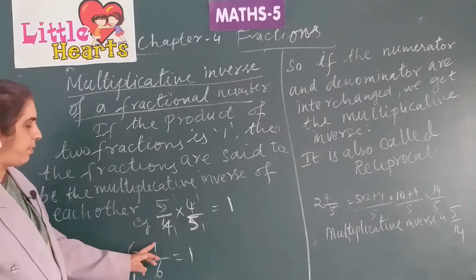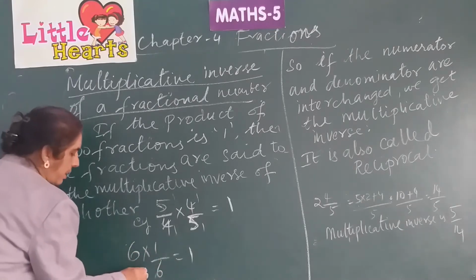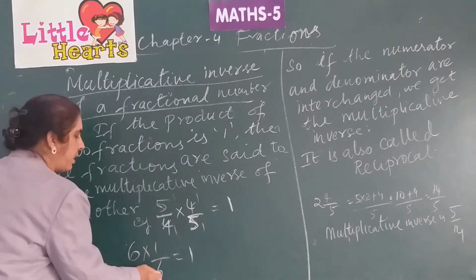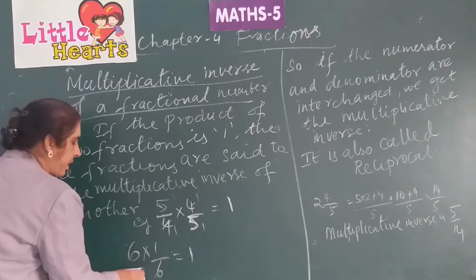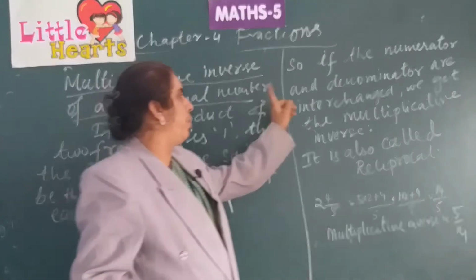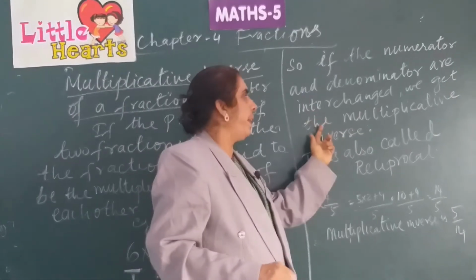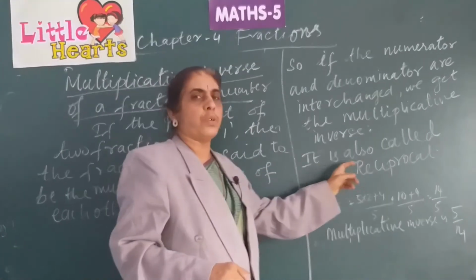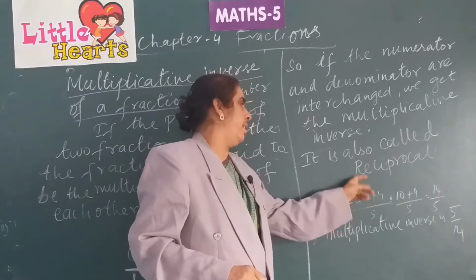Its multiplicative inverse will be 1 by 6 because 6 can be written as 6 by 1 and 6 by 1 into 1 by 6 is equal to 1. 6 and 6 get cancelled, we get 1. So if the numerator and denominator are interchanged, we get the multiplicative inverse of a fraction. It is also called the reciprocal.